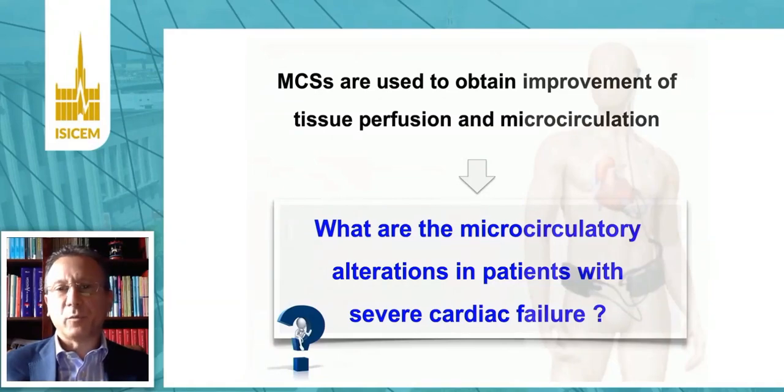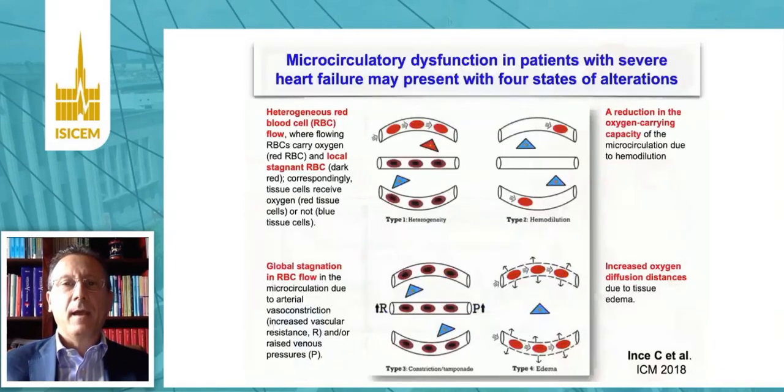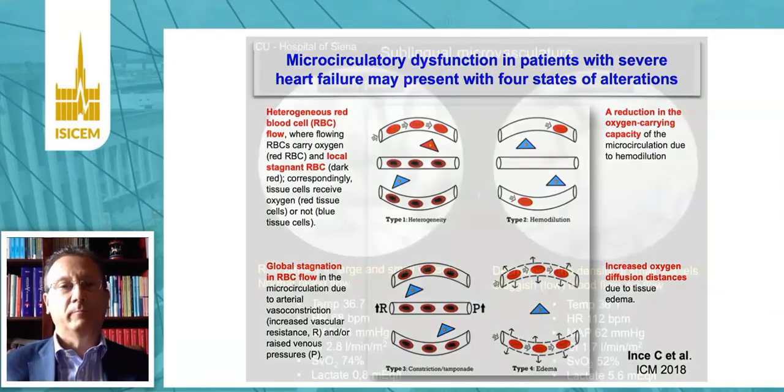Since mechanical circulatory supports are used to obtain improvement of tissue perfusion and microcirculation, the question is: what are the microcirculatory alterations in patients with severe cardiac failure? Actually, the alterations may present in four types. Type 1 is the heterogeneous red blood cell flow. Type 2 is a reduction in the oxygen carrying capacity of the microcirculation due to hemodilution. Type 3 is the global stagnation in red blood cell flow in the microcirculation due to arterial vasoconstriction or increased venous pressure. And type 4 is the increased oxygen diffusion distances due to tissue edema.